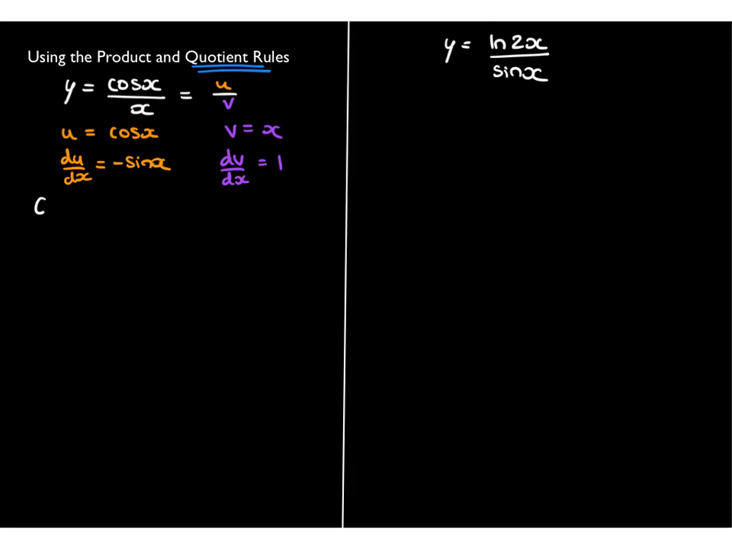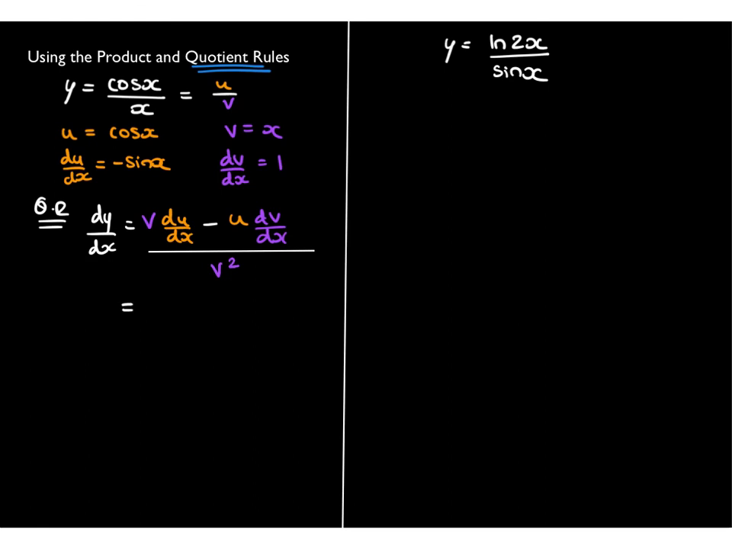Now let's remind ourselves of the quotient rule, which tells us that dy by dx is equal to v multiplied by du by dx. And we then need to subtract from that u multiplied by dv by dx, and make sure that the whole thing is divided by v squared.